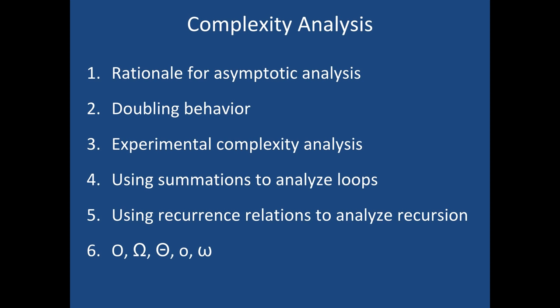When doing asymptotic analysis, we often had to do summations to analyze loops. Back to the doubling behavior: will there be a difference between linear and linear logarithmic? Weren't they approximately the same? Yeah, so when I ask a question, I typically don't force you to distinguish between linear and n log n, because they don't look much different when you look at the numbers.